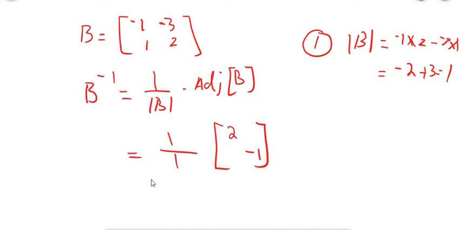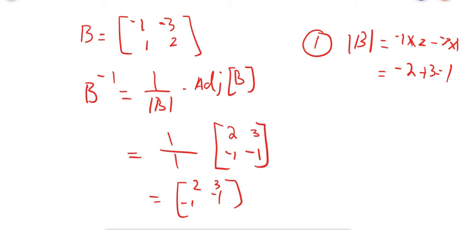We are interchanging the places of the diagonal elements, and changing the sign of the elements which do not belong to the diagonal. So the negative becomes positive and the positive becomes negative. So the answer will be 2, 3, minus 1, minus 1. Let us check our answer to see if it is correct or wrong.